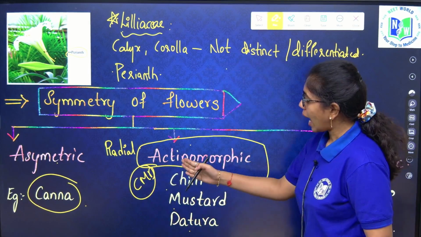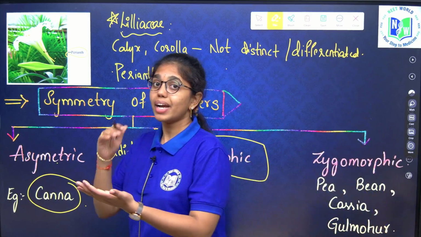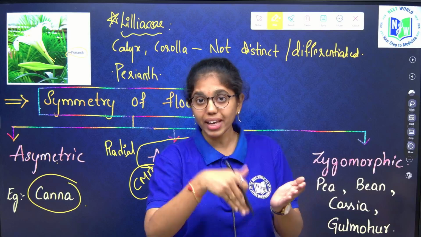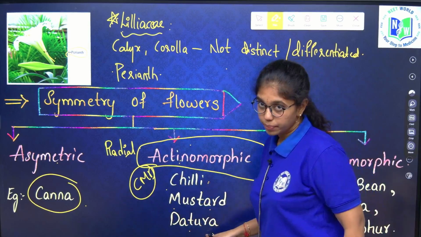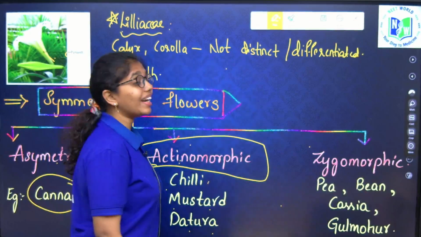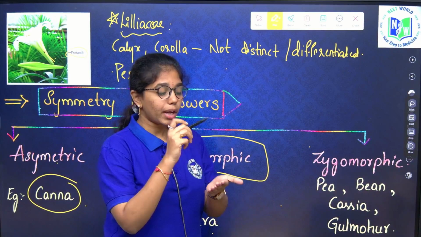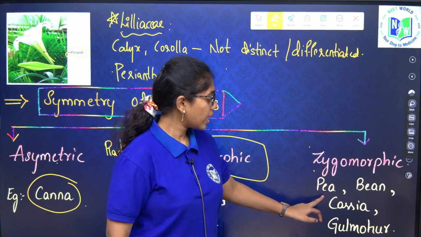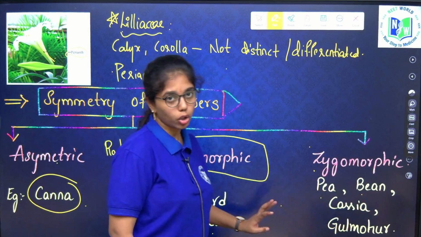Actinomorphic means radial pattern of symmetry, wherein you can divide the flower into two equal halves by any plane. For example, CMD: chili, mustard, datura. Next, zygomorphic. You can divide the flower into two equal parts only by one plane. For example, pea, bean, acacia and gulmohar.